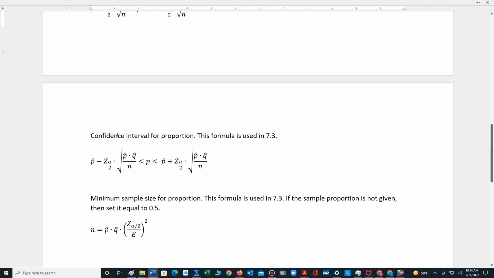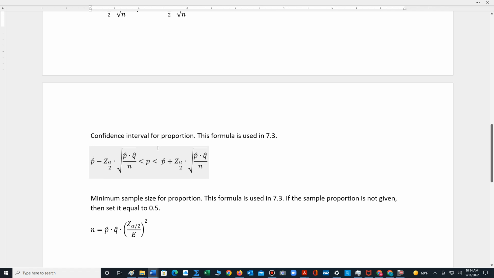Next, we have a confidence interval for a proportion. So P stands for the population proportion that we're estimating. P hat is the sample proportion. Q hat is 1 minus P hat. And we are using the normal distribution in this estimation. We know this because we have a z value.